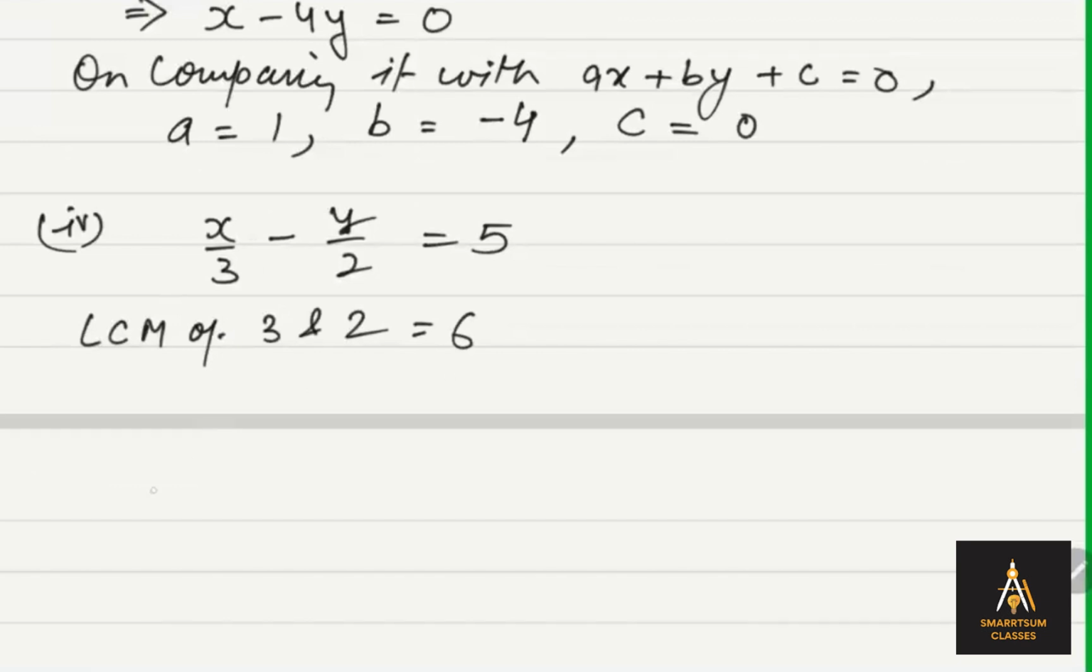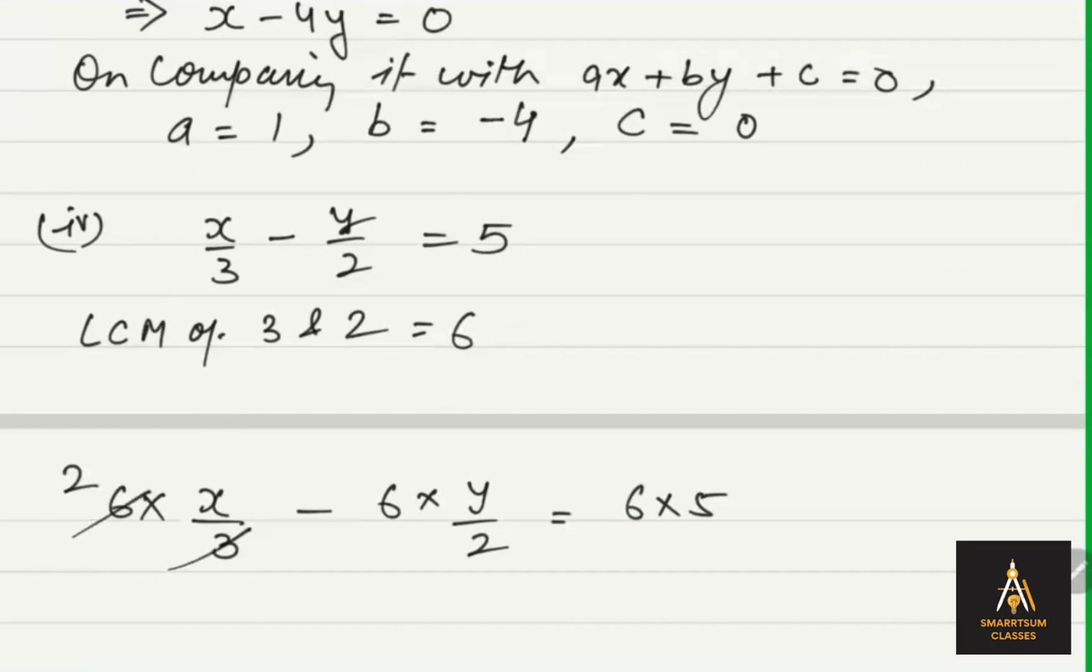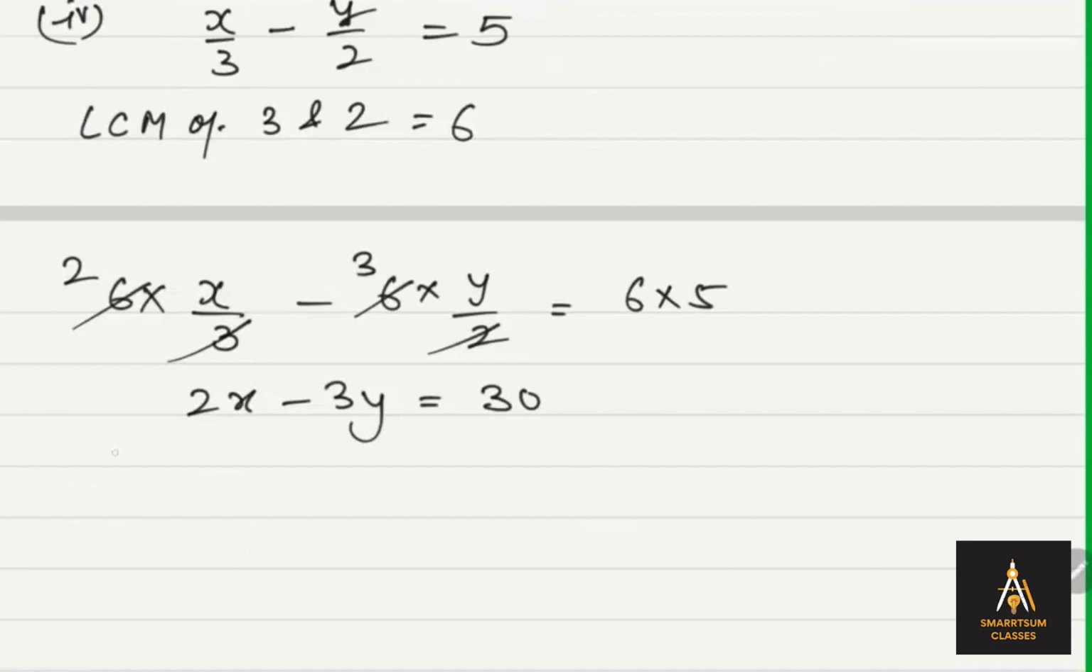So what you can write here? You can multiply each and every term with 6. 6 into x upon 3 minus 6 into y by 2 is equal to 6 into 5. Can we do this? Now cut it. 3 times 2 is 6 and 2 times 3 is 6. So you'll be getting 2x minus 3y is equal to 30. Now you can easily transpose the 30 to other side. So it will become 2x minus 3y minus 30 is equal to 0. And this is how we get the standard form.